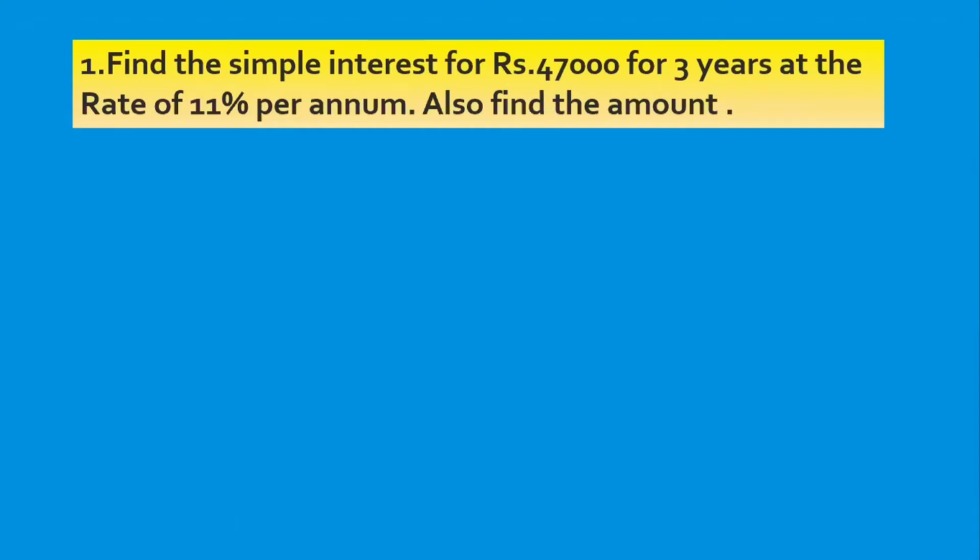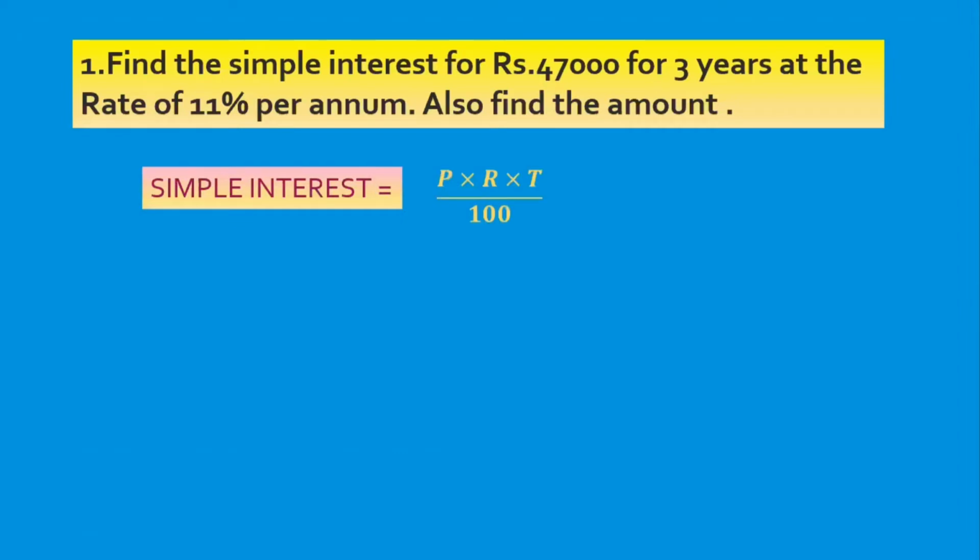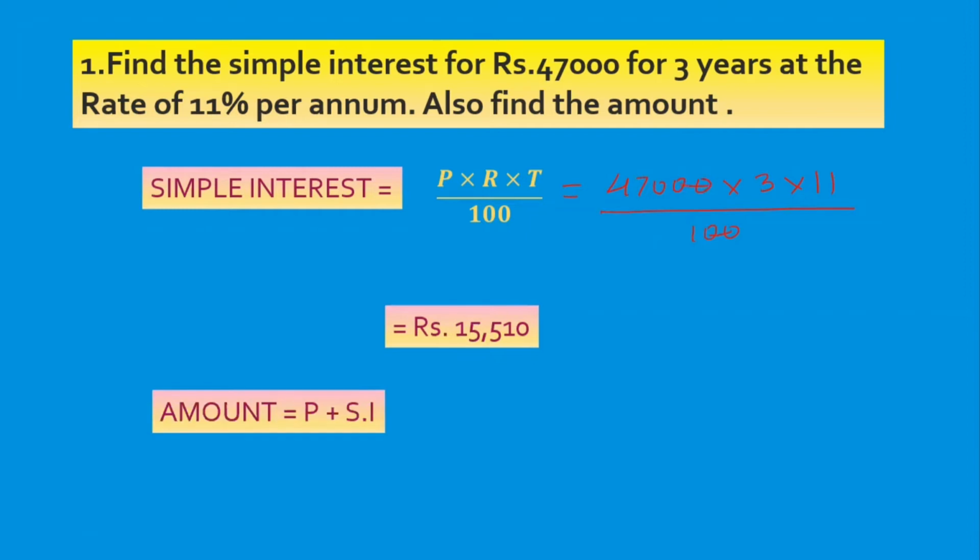Find the simple interest for rupees 47,000 for 3 years at the rate of 11% per annum. Also find the amount. So let's first write the formula. Simple interest is P into R into T upon 100. So we substitute the values over here. The principal is 47,000. The time is 3 years and the rate of interest is 11%, and divided by 100 we get the interest as rupees 15,510.